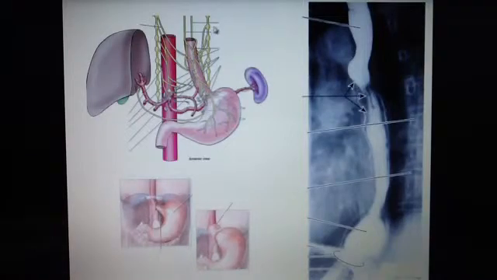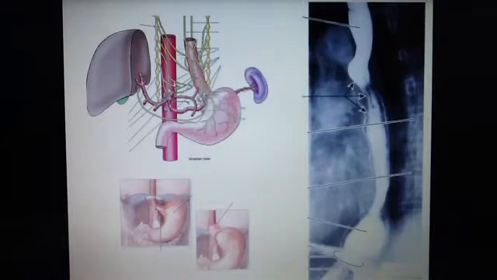And next on the other side we can notice the right vagus nerve, which becomes the posterior vagal trunk. You can see that right here. Oh, sorry, up here. And then if you look down a little further, you can see the left vagus nerve, which becomes the anterior vagal trunk.